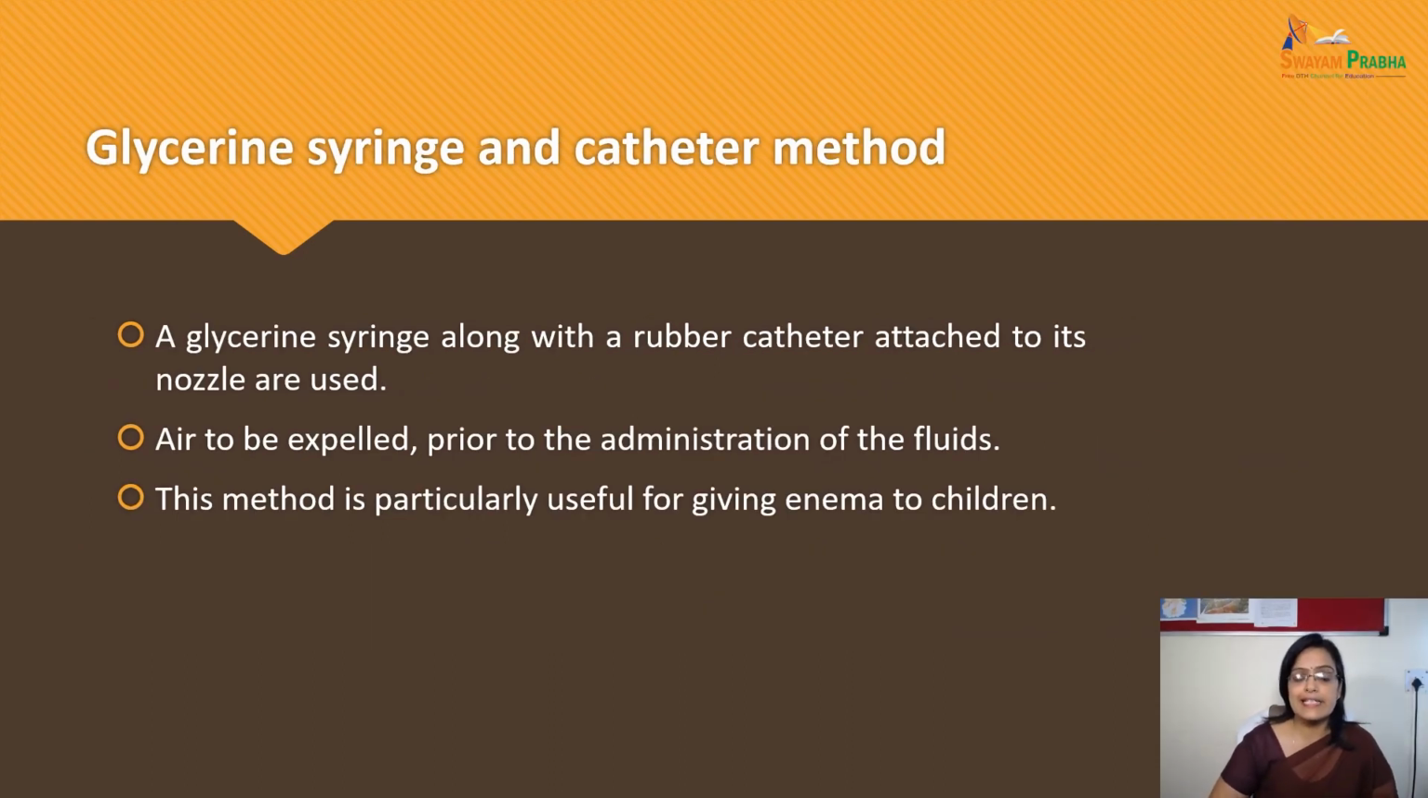Next is the glycerine syringe and catheter method. A glycerine syringe along with a rubber catheter attached to its nozzle is used. The air is expelled prior to the administration of the fluid. So this method is particularly useful for giving enema to children.